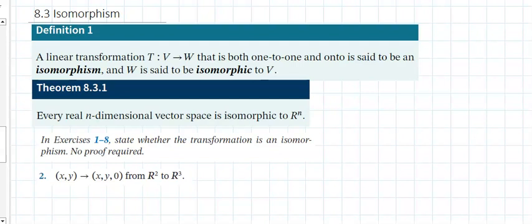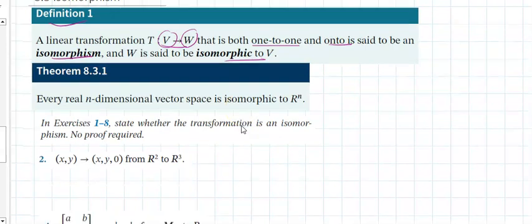Here we're just going to introduce it, and we're going to go mainly by definition 1, which says a linear transformation from V to W that is both one-to-one and onto is said to be isomorphic, and W is said to be isomorphic to V. Every real n-dimensional vector space is isomorphic to Rn. Think of Rn as consisting of all of these n-dimensional vector spaces listed.